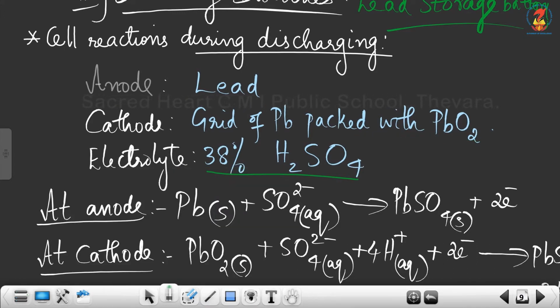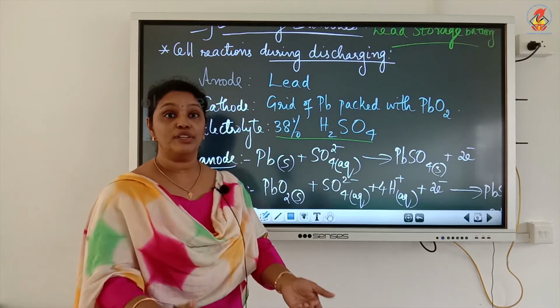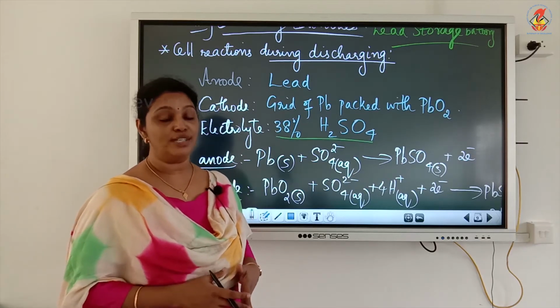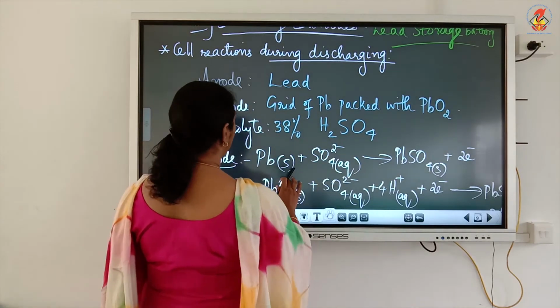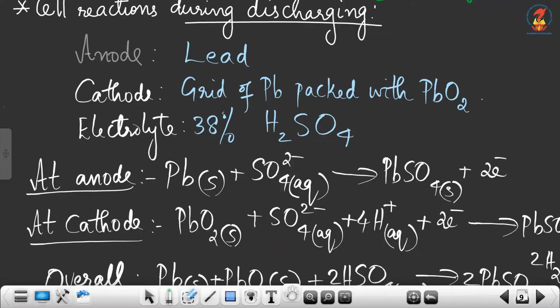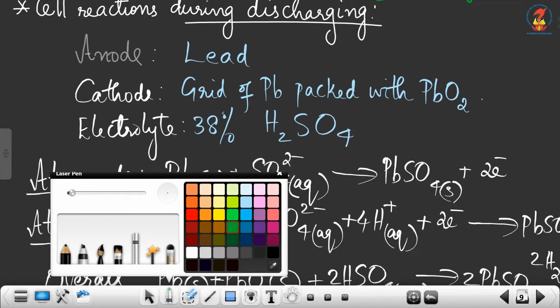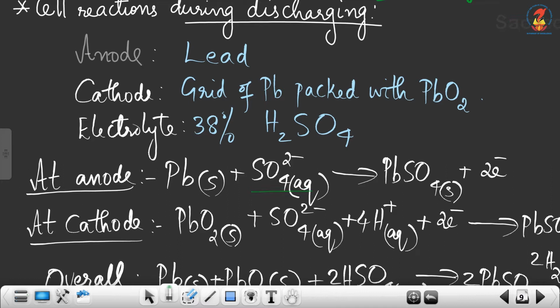Now, let's see the reactions at anode and cathode when the cell is in use. That means the cell reactions during its discharging process. Let's see the reactions at anode and cathode. At anode, we have oxidation. So, Pb, lead plus sulfate ion. The sulfate ion came from our electrolyte sulfuric acid. We get lead sulfate and 2 electrons are lost.